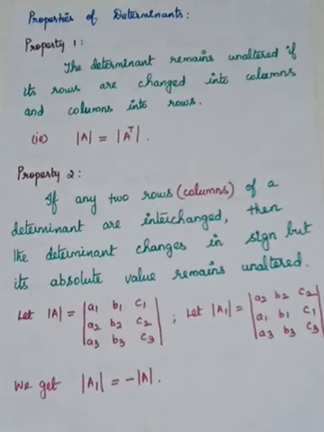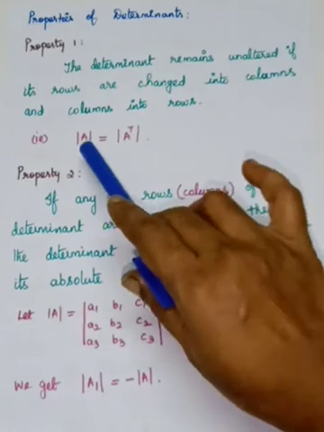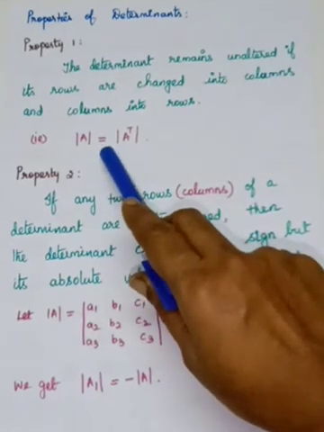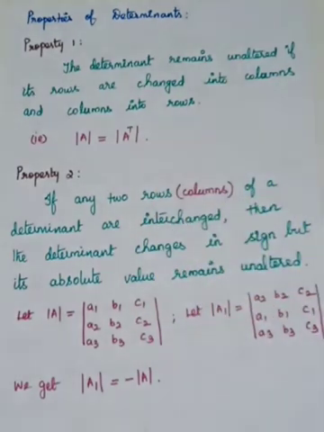It remains unaltered. So from this result, we will get determinant A is equal to determinant A transpose. What is the transpose of a matrix? We have to interchange rows and columns. If you change rows and columns in the determinant, the value will not be changed.